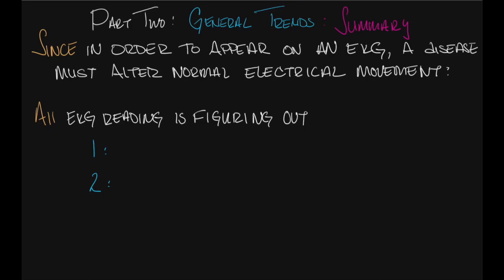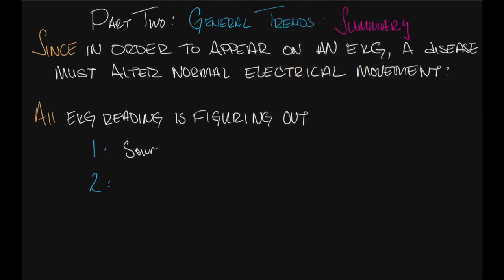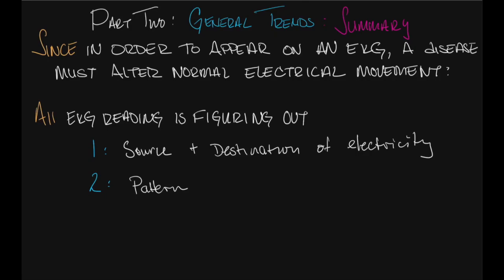So in order for a disease to appear on the 12 lead, it has to alter the electrical movement of the heart. And since 12 leads read the electrical movement of the heart, all reading a 12 lead is figuring out, one, the source and destination of the electricity. How is it flowing? And when we look at the flow of electricity, which pattern is that most characteristic of? Which pattern does that represent in terms of the disease? And that's going to be the topic of our next video.